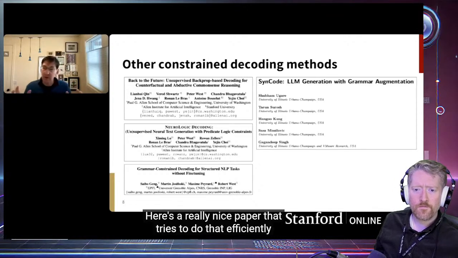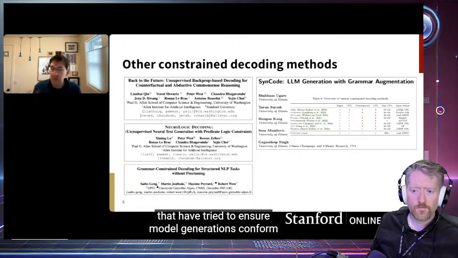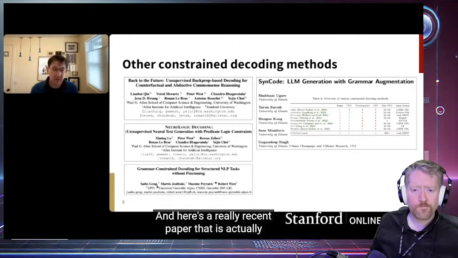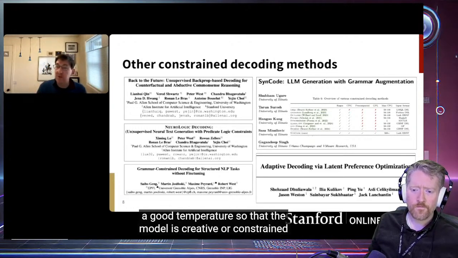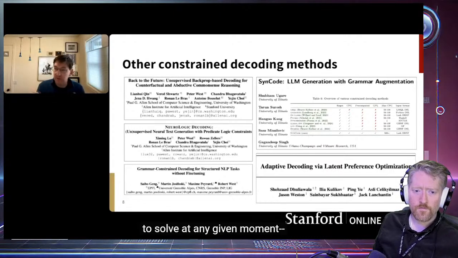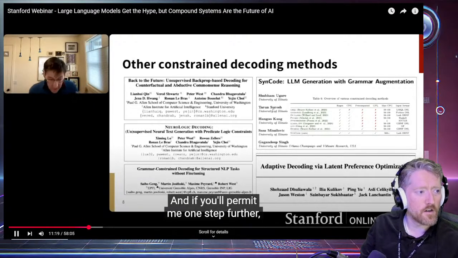Here's a really nice paper that tries to do that efficiently and also offers an overview of lots of prior methods that have tried to ensure model generations conform to the specification of computer code and things like that. And here's a really recent paper that is actually adding parameters to the model to try to adaptively find a good temperature so that the model is creative or constrained depending on the task that you want it to solve at any given moment. A really innovative way to think about sampling.